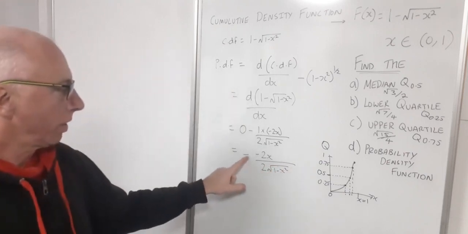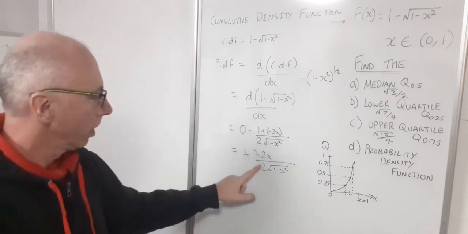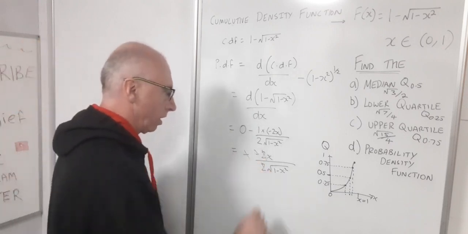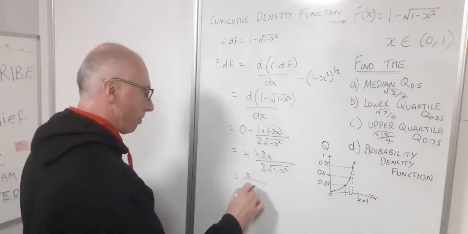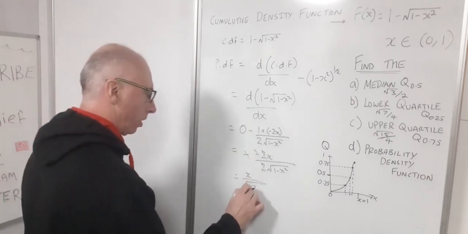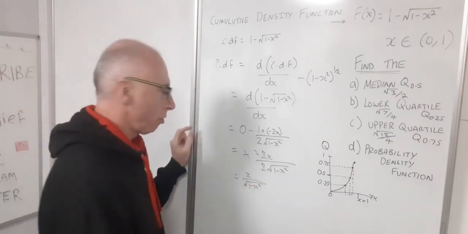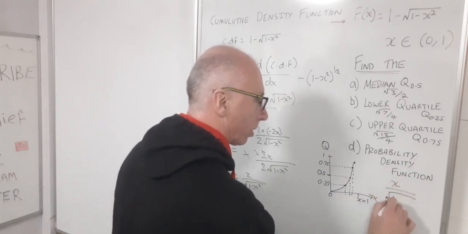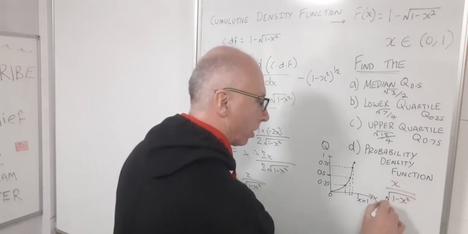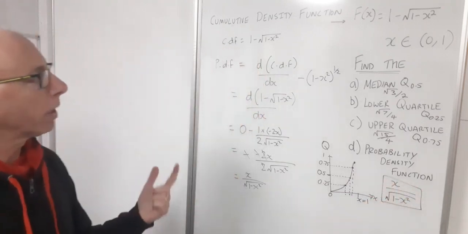Well, these two minuses will cancel out, giving us a positive. The 2's will cancel out. So therefore our PDF is x over square root of 1 minus x squared. So that's our probability density function. Okay, that's our PDF, and that completes our question.